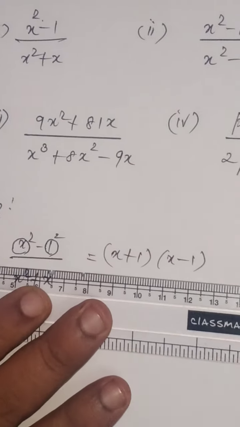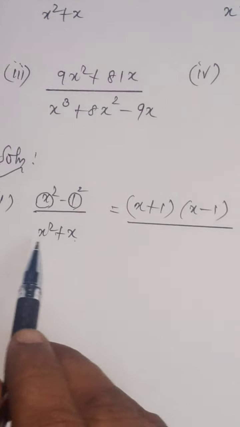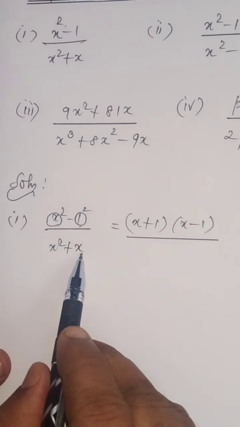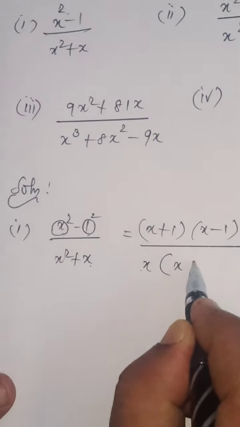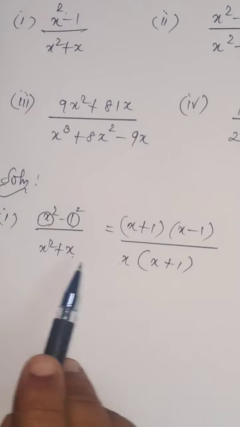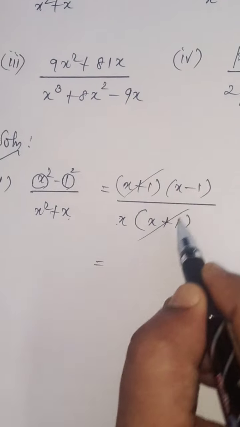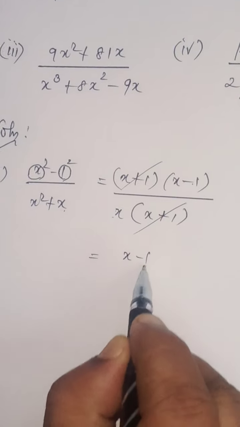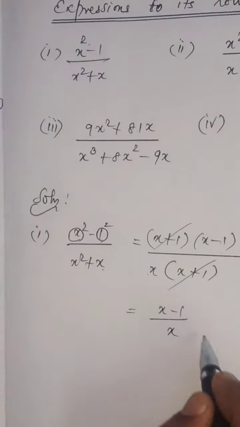Then the denominator, x squared plus x, we can take x as common because x is the least one. If we take x as common, you will be getting x plus 1. X into x, x squared, x into 1, x. These two get cancelled. After cancelling, which one is left out in the numerator? X minus 1, denominator x. That's all. Subdivision number 1 is over.